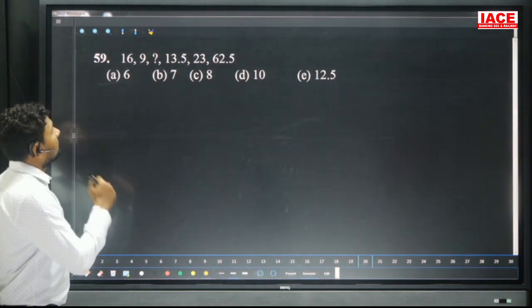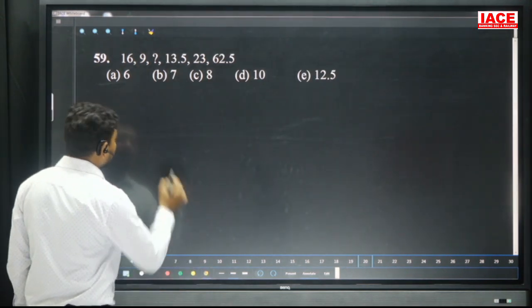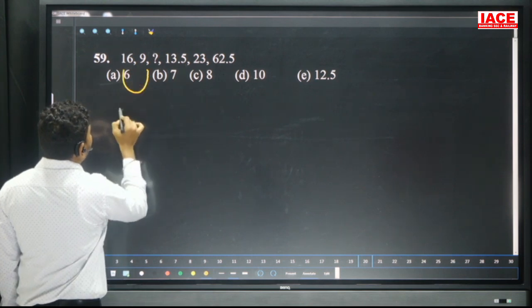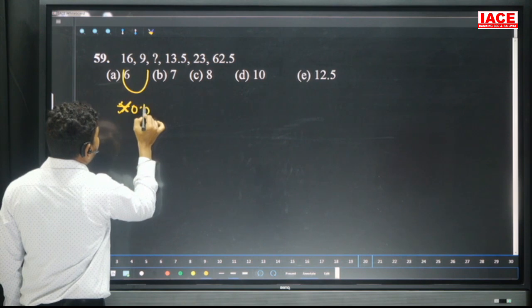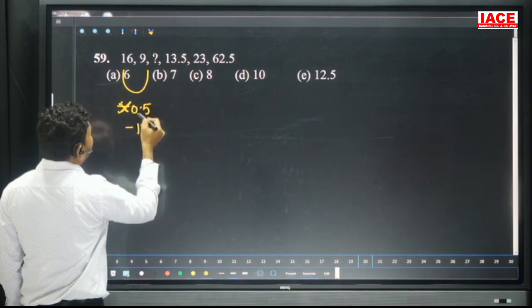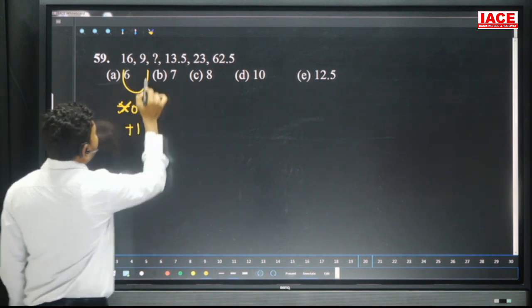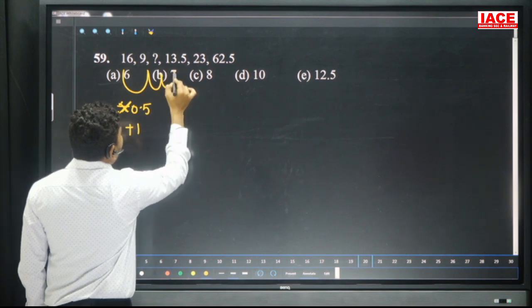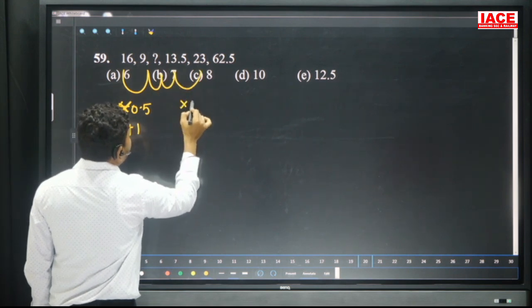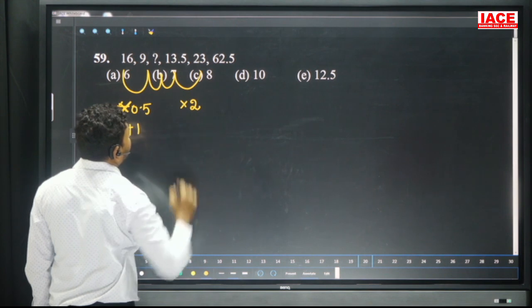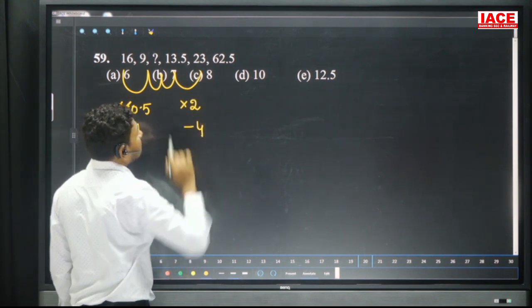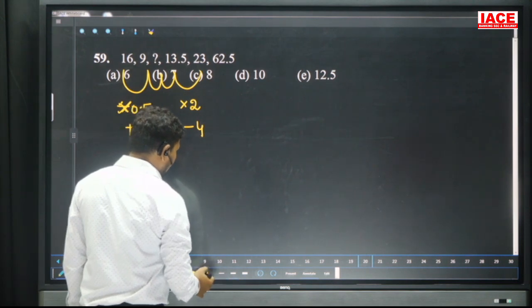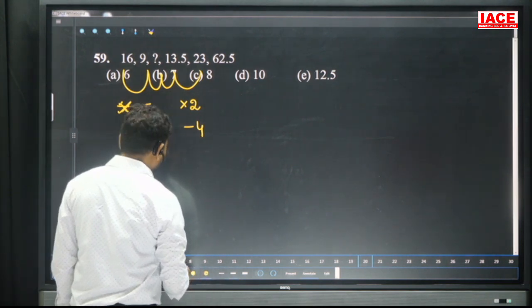Question number 59. Here 16 became a 9. It is multiplied by 0.5 and minus 1. 16 half value 8, 8 plus 1 value is 9. And look at 13.5 is multiplied, 13.5 double value is 27 minus 4. 27 minus 4 value is 23. So how can we write here? So what is the remaining logic?